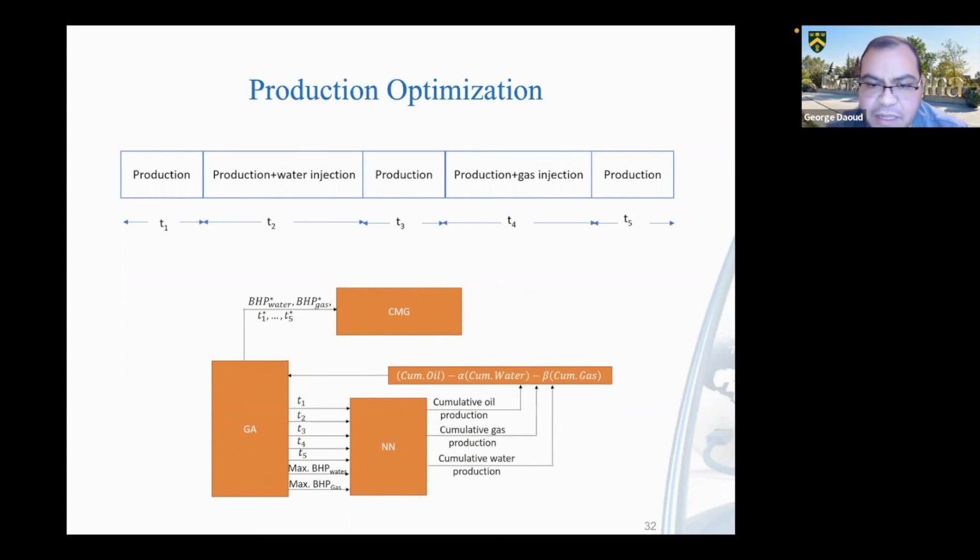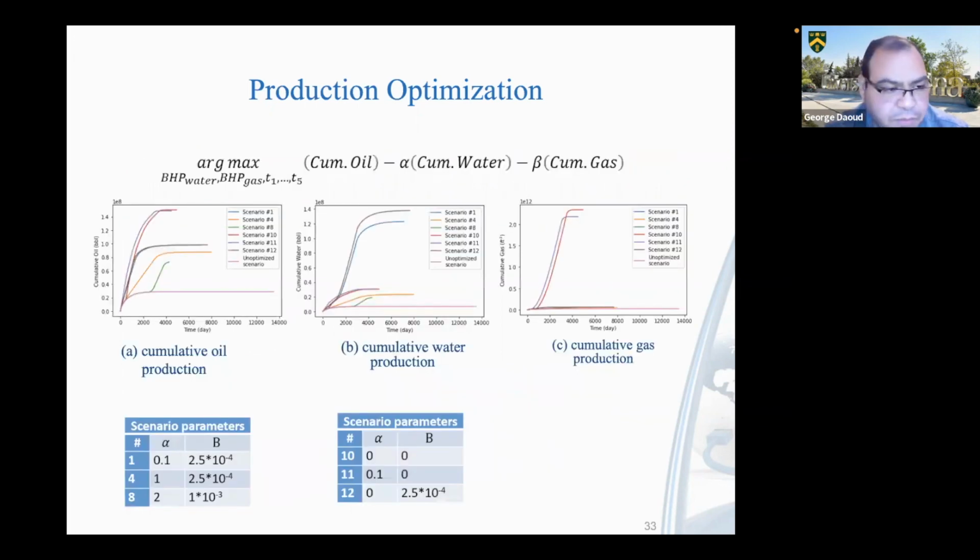This penalty is provided by minus alpha and minus beta here, with alpha and beta as constants, to simulate a penalty for producing water and gas. And these alpha and beta should be provided by economic studies. And here is the result.